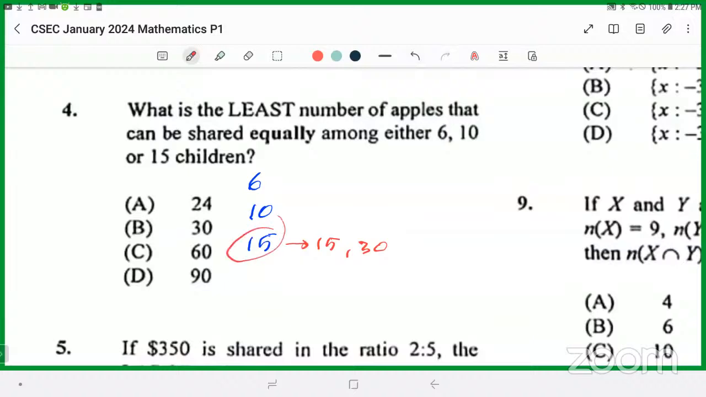That's how we do it. Let's use the largest one. Find what the multiples are. And the first multiple that is a multiple of these as well is the lowest common multiple. So the answer is 30. That is it.